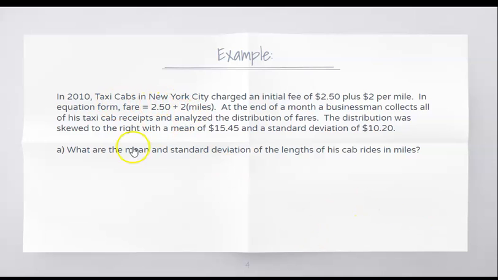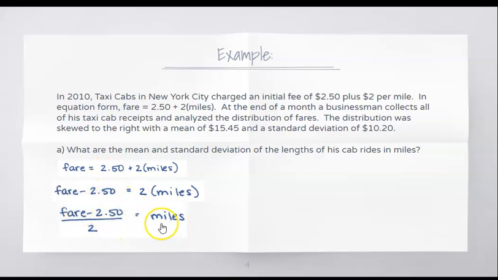So we need to start with what we know. We know the equation they gave us: the fare was calculated as a base of $2.50 and then $2 per mile. If I want to get to miles, I need to solve this algebraically for miles. So I'm going to subtract the $2.50, then divide by 2. This gives me miles. Then I'm going to use these transformations to determine the mean and the standard deviation for miles. Notice I have a value being subtracted and a value being divided.